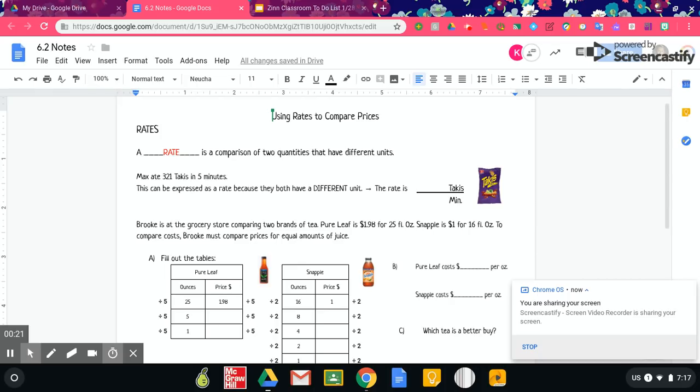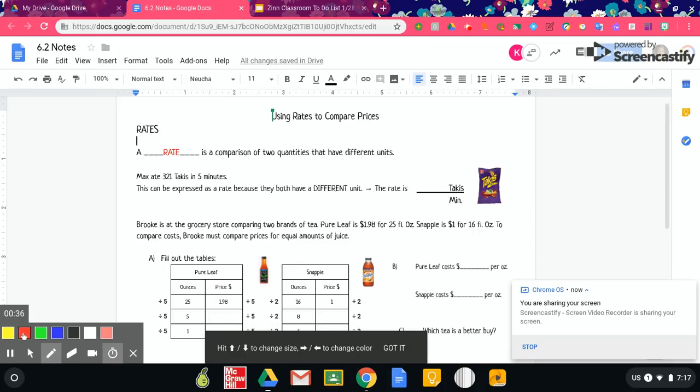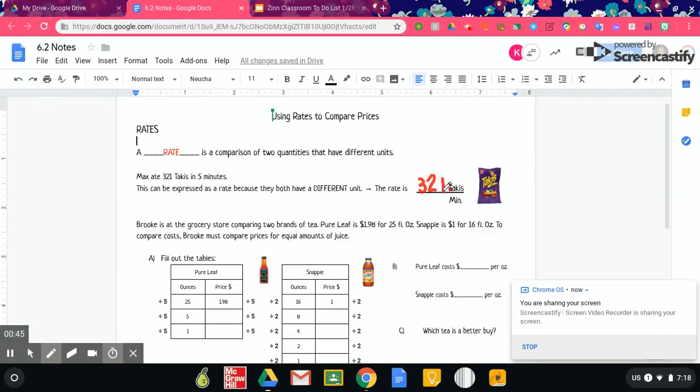So in the first example where it says Max ate 321 Takis in 5 minutes, that can be expressed as a rate, and it works because it's two different labels. You have the label of Takis, and then you have the label of minutes. Takis is 321. And in this case, we're using the fraction bar to write it, because with the ratio, you can write it in 3 different ways. You can write a rate in 3 different ways. And the minutes is 5. So that would be the rate at which Max can eat Takis.